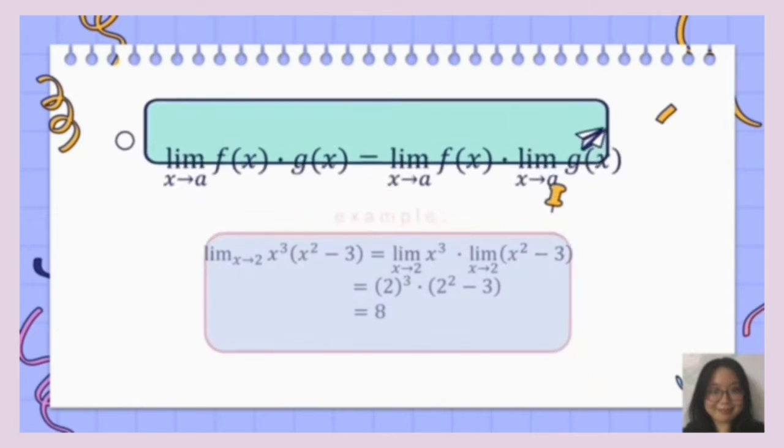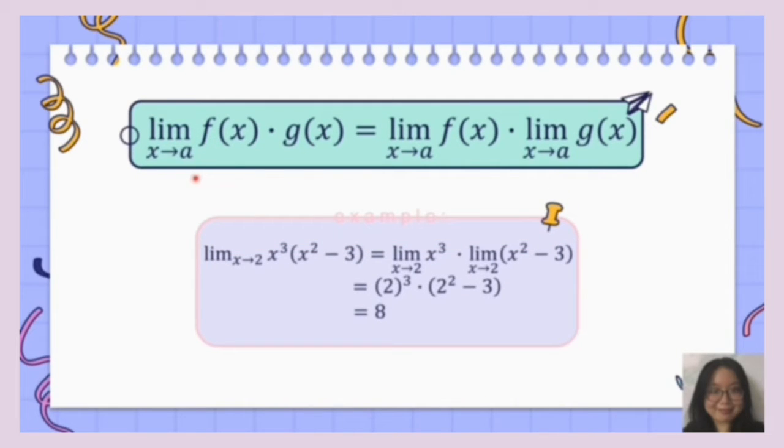Property number 6 is limit x approaches to a, fx times gx. We can write it as limit x approaches to a, fx times limit x approaches to a, gx. For example, limit x approaches to 2, x cubed times x squared minus 3. So we can write it down as limit x approaches to 2, x cubed times limit x approaches to 2, x squared minus 3. Just substitute x equal to 2 and we got the answer.